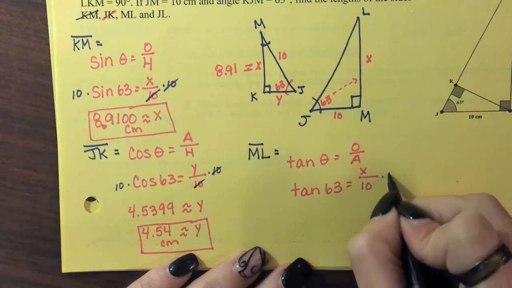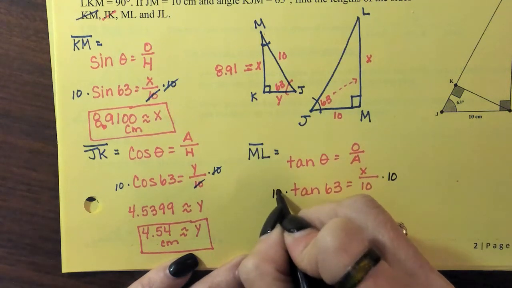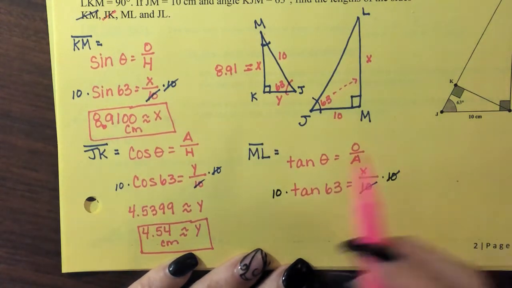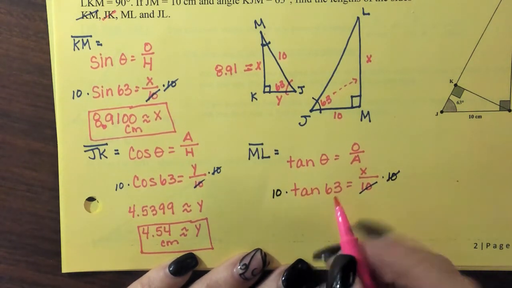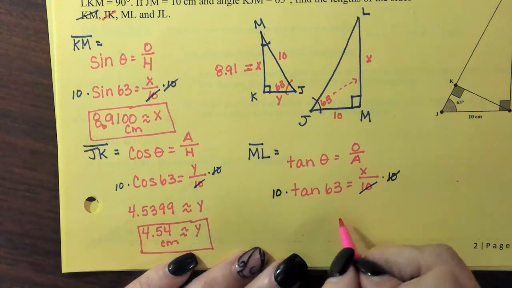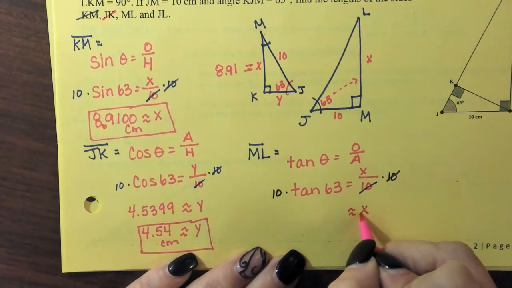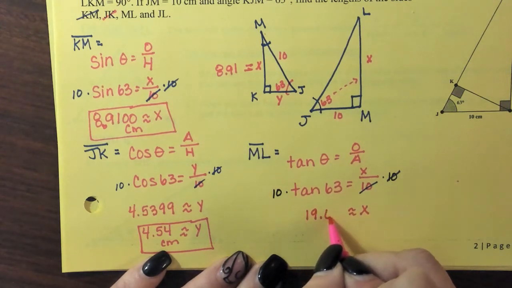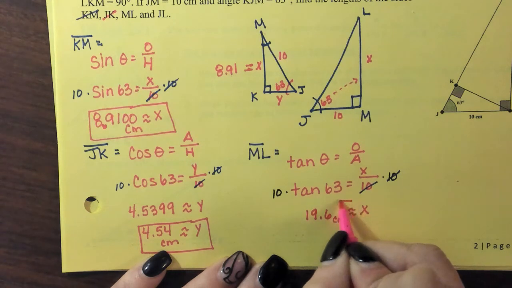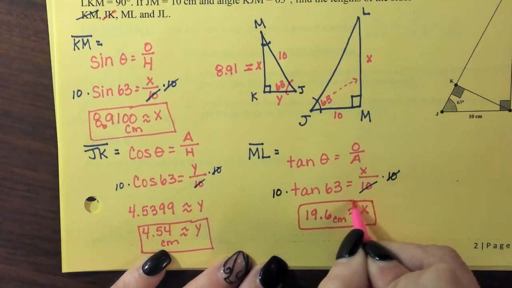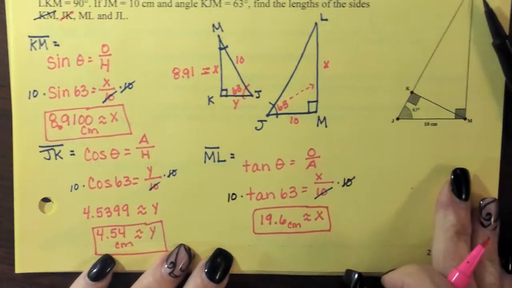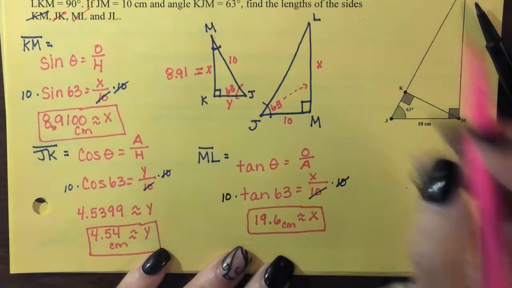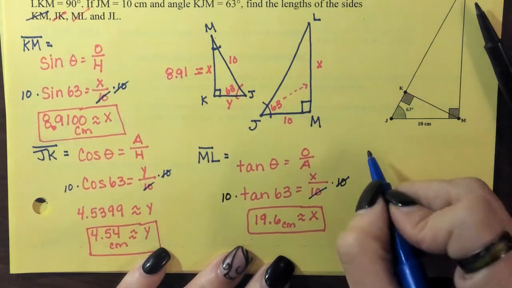So I'm going to multiply both sides by 10. Oh, I grabbed the black instead of here. Those will cancel out. 10 times tangent of theta is the x side. All right, I got 19.6 centimeters. See if you get that. All right, and I'm going to mark off ML. And then the last one I have is JL.